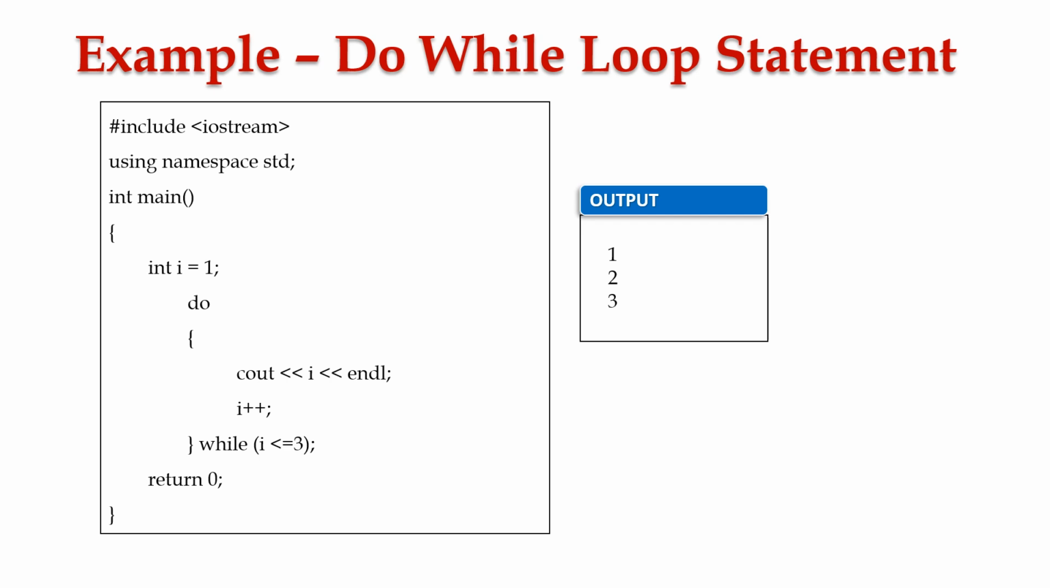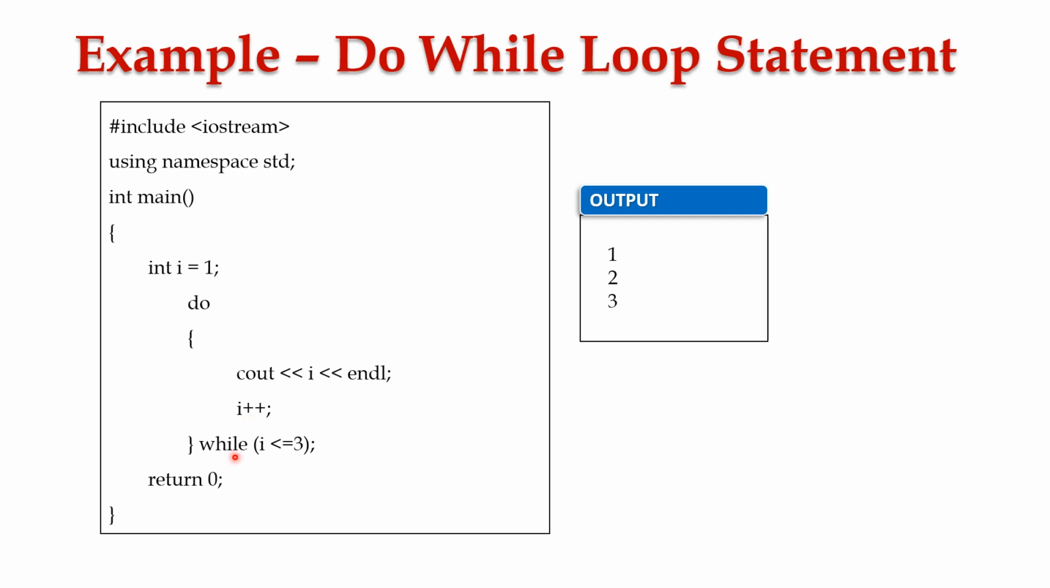Now let's have an example program for do while loop statement. So in this main function, we have declared the variable I of integer data type and assigned with value 1. Do while statement allows the user to execute the code once. So using cout statement, we have displayed the value of the variable I to the user as shown in the output, that is 1 is displayed to the user.